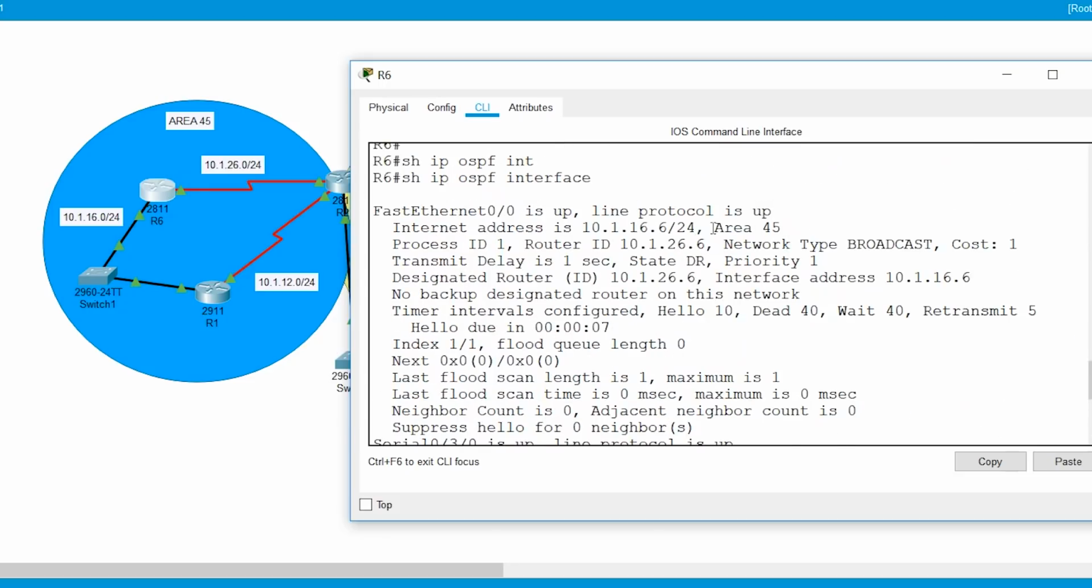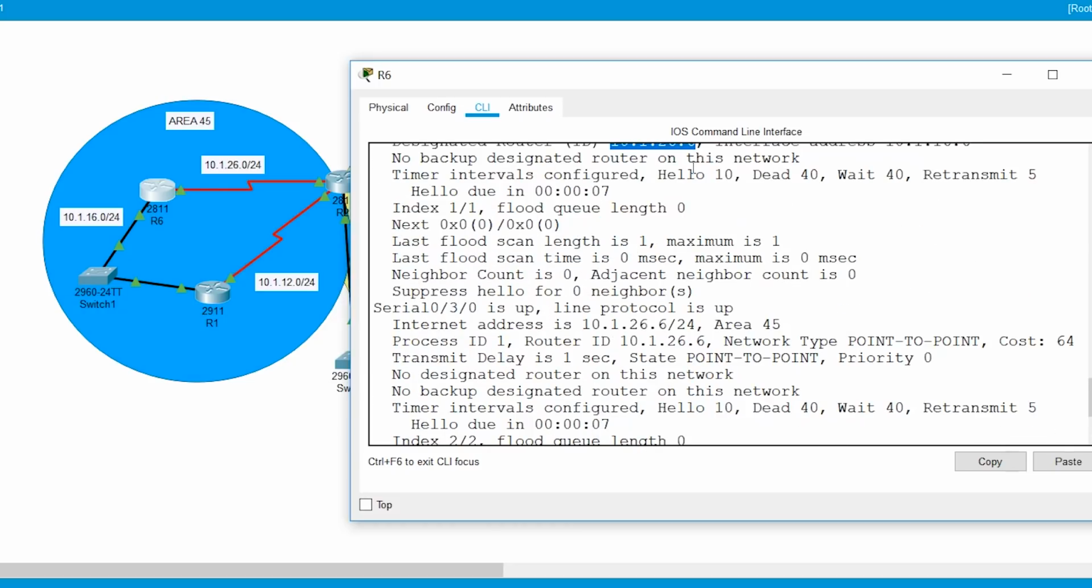Now you can look at what it's doing. It's on area 45. It's a broadcast network. The state is DR. Priority is 1. The designated router is 10.1.26.6. The interface is 10.1.16.6. And hello timer is 10, dead is 40, and so on for that interface. At the moment, there's no neighbor. That's why it says neighbor count is 0.